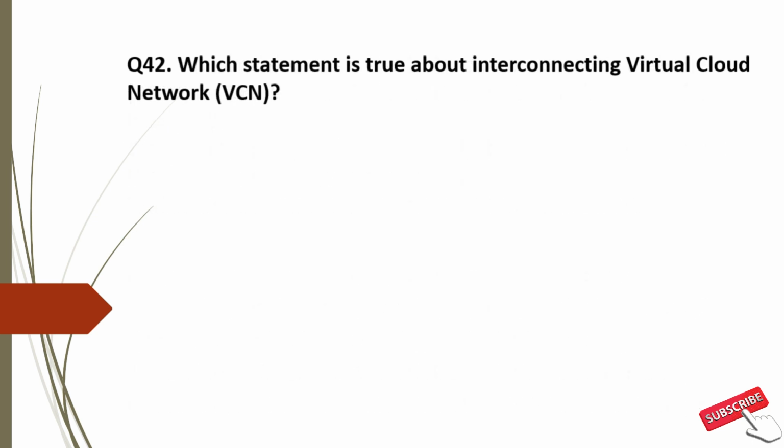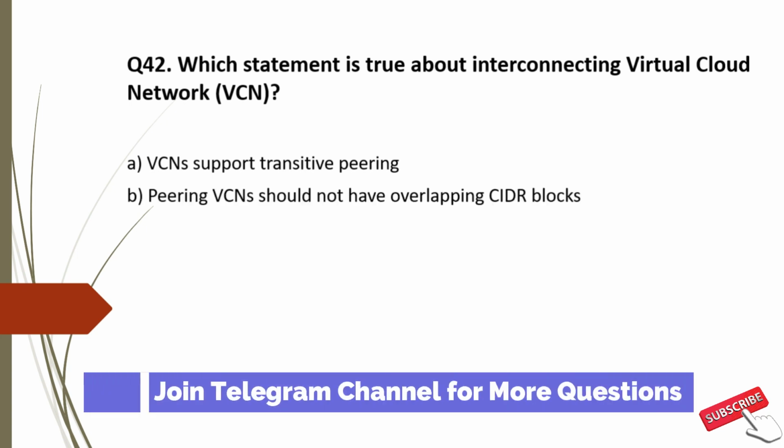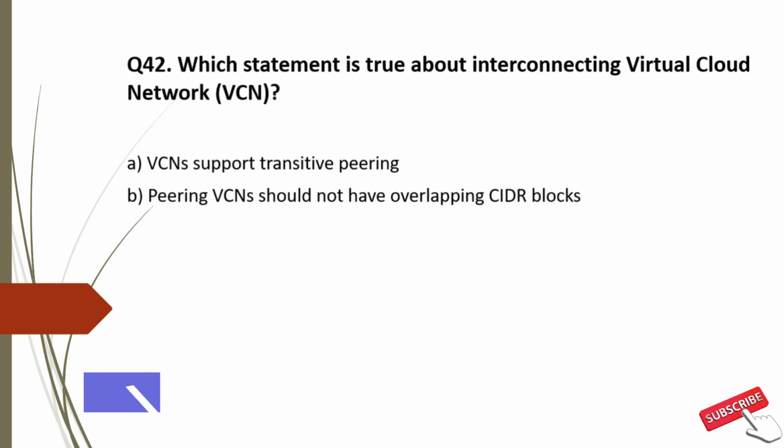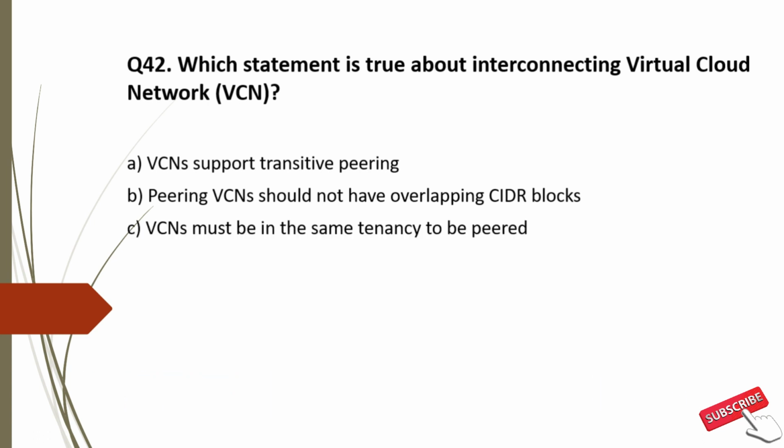Question 42. Which statement is true about interconnecting virtual cloud networks? And the options are A. VCN supports transitive peering. B. Peering VCNs should not have overlapping CIDR blocks. C. VCN must be in the same tenancy to be peered. D. The only way to interconnect VCNs is through peering.